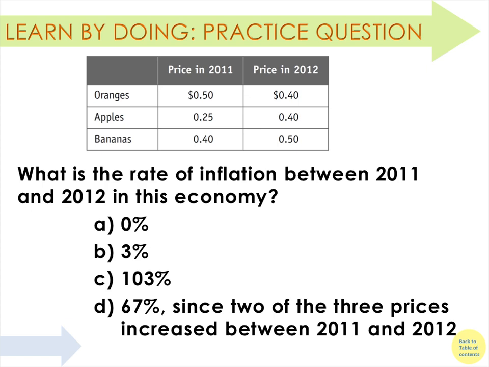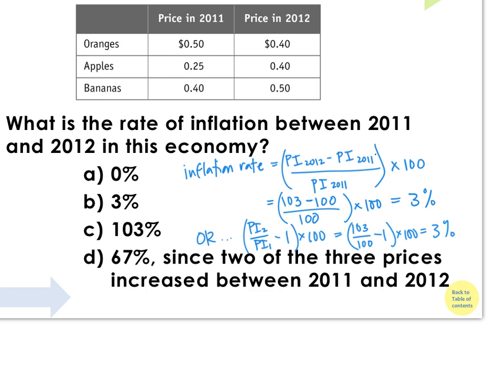Practice question using the same data from before, apples, oranges, and bananas. I'll pause so you can work it out, and then we'll do it together. And here comes your answer. And here's your answer. Both ways, you get 3%.